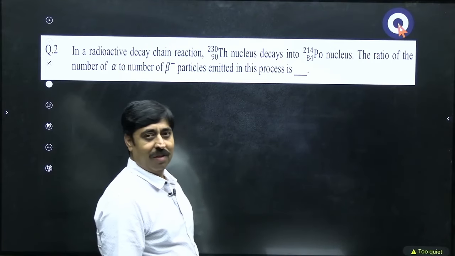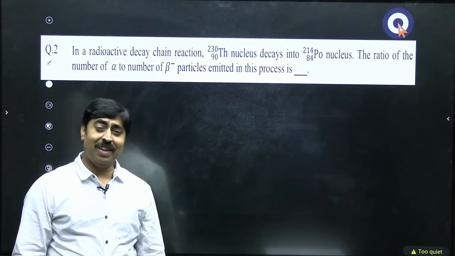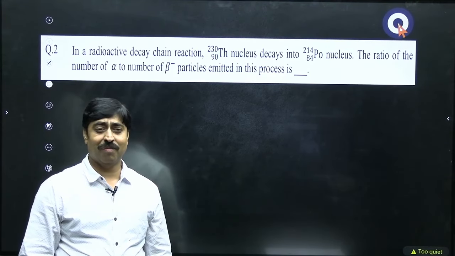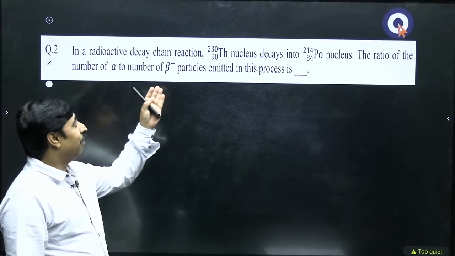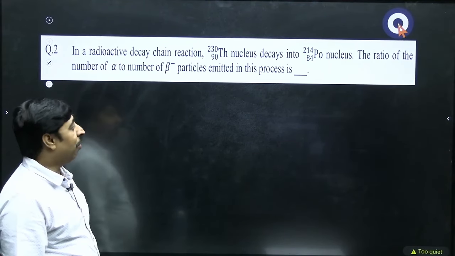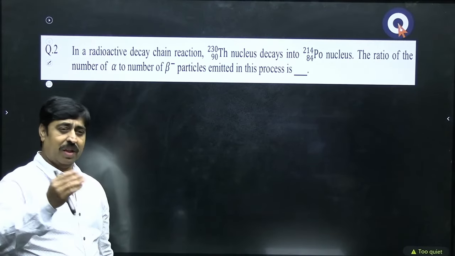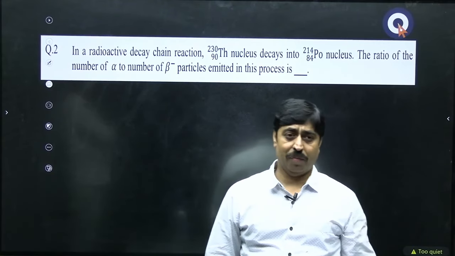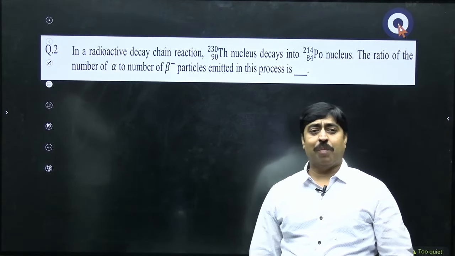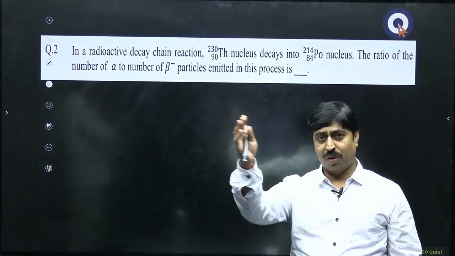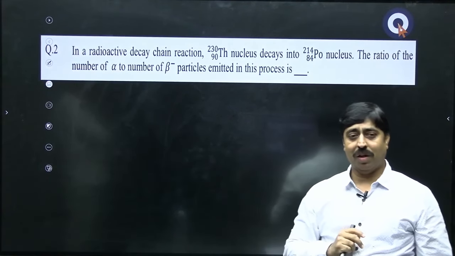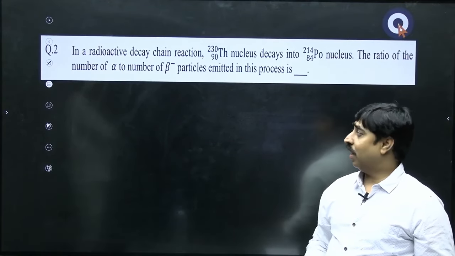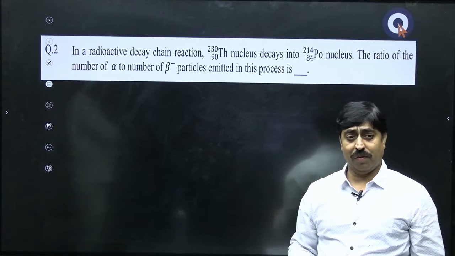Now look at this question. Isn't it very easy? Isn't it something that you have solved n number of times during your preparation? Yes, it is. In a radioactive decay chain reactor, thorium-230 decays in multiple steps and ultimately converts itself into lead-214. How many alpha and beta particles are emitted? What is the ratio of the number of alpha particles to that of beta particles emitted during the entire process? This is a very easy question, and any well-prepared student knows how to solve it.